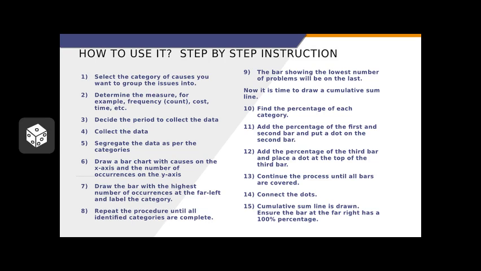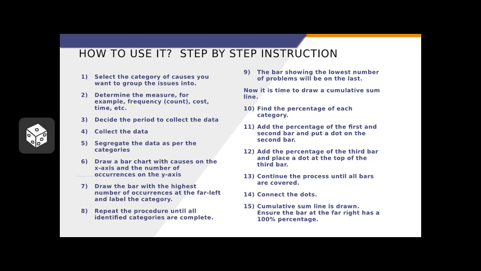Sixth, draw a bar chart with causes on the x-axis and the number of occurrences on the y-axis. Seventh, draw the bar with the highest number of occurrences at the far left and label the category. Eighth, repeat this procedure until all identified categories are complete. Ninth, the bar showing the lowest number of problems will be on the last part of the graph.